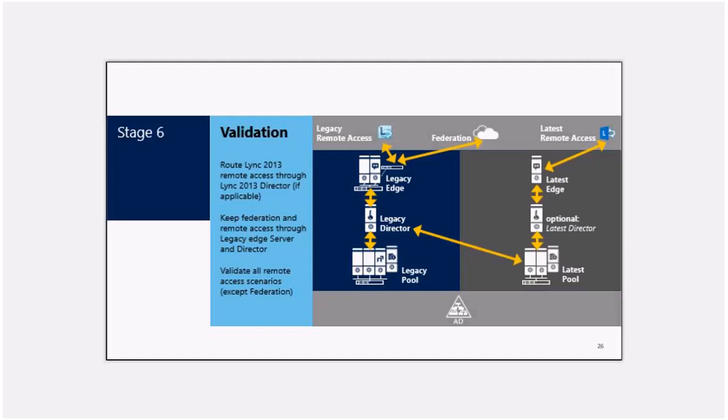Validate all those remote access scenarios. Make sure mobility works. Make sure full clients work. Make sure that users can sign in with their apps from their mobile devices. Make sure they can sign in with non-domain joined machines if you're going to allow that. Make sure everything works at this point. You're kind of in pilot phase 2 at this scenario.